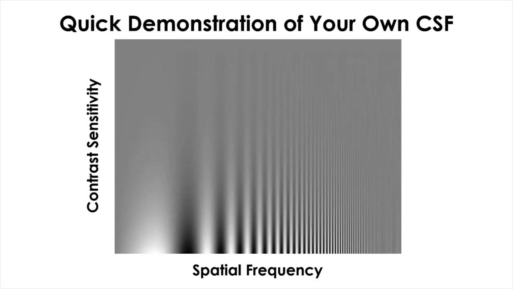So for me, I can see that the pattern kind of disappears about here. Is it here? And then like this. I don't know, maybe. Excuse me. So this looks like my own contrast sensitive function, but I want you to try yourself to see where your contrast sensitive function is on this picture.